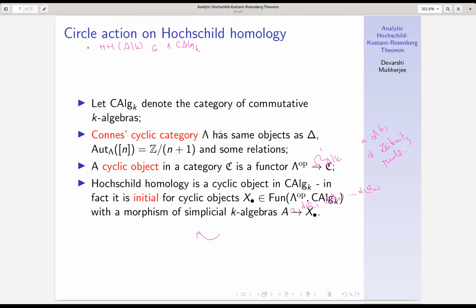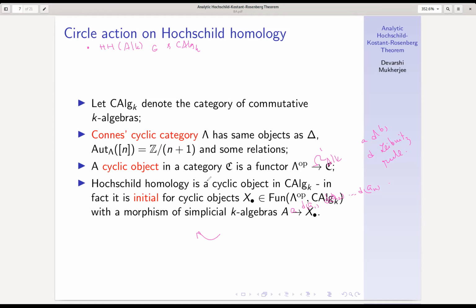Okay, and it would be a good idea to recall how this precisely works. Let's denote the category of commutative K-algebras by this. Then we can define what is called a cyclic category. This has the same objects as the simplex category, but it has some additional relations, and the automorphisms of any ordinal are given by the cyclic group. I won't write down what the relations are, they are kind of hard to remember.